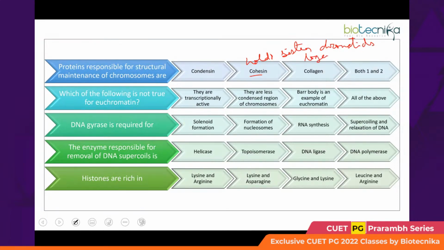Whereas condensin is the non-histone protein that helps in the chromosomal assembly. Okay, so it causes the compaction of the chromosome or the chromatin fiber. So the protein responsible for structural maintenance of chromosome, the answer will be condensin.